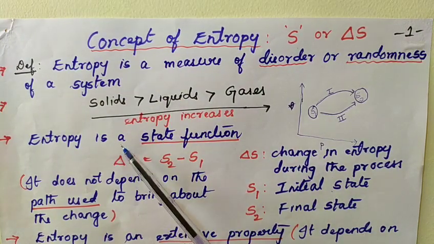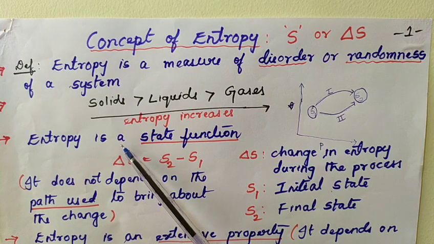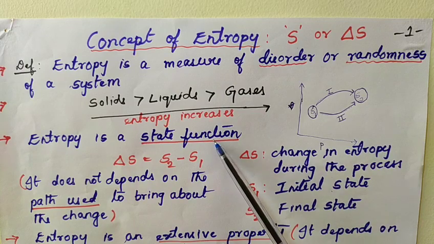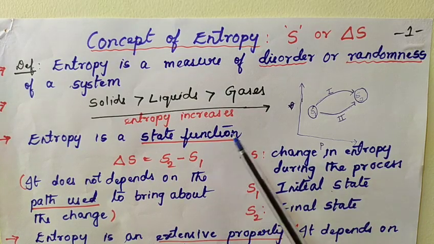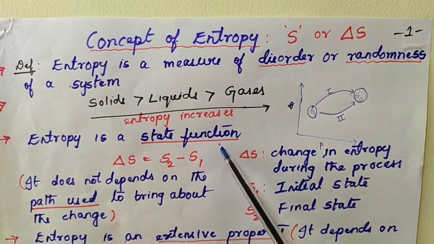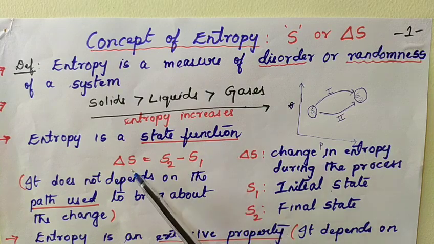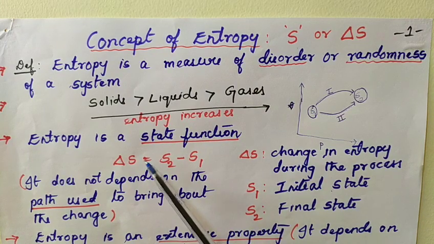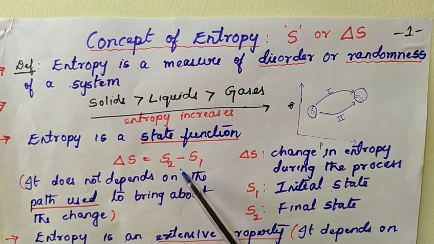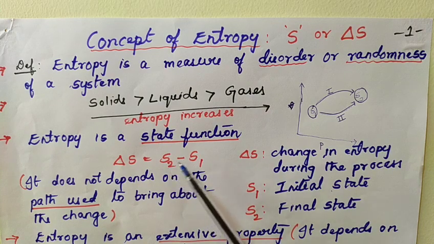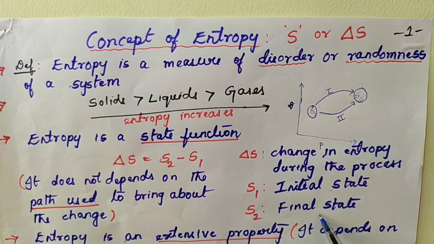Now, the second important property of entropy is that it is a state function. What is a state function? If the function depends on the present state and the initial state, that is, the state of the system, then we call it a state function. So delta S, the change in entropy, is equal to the final state minus the initial state, S2 minus S1, where S2 is the final state and S1 is the initial state.